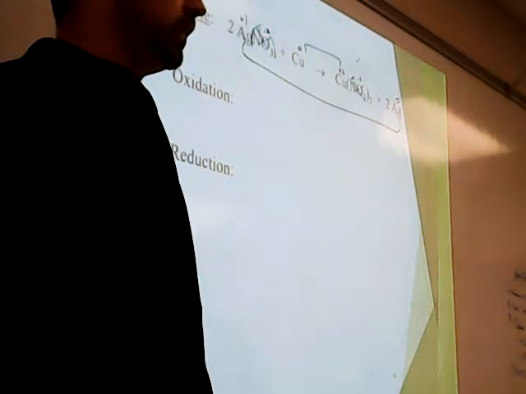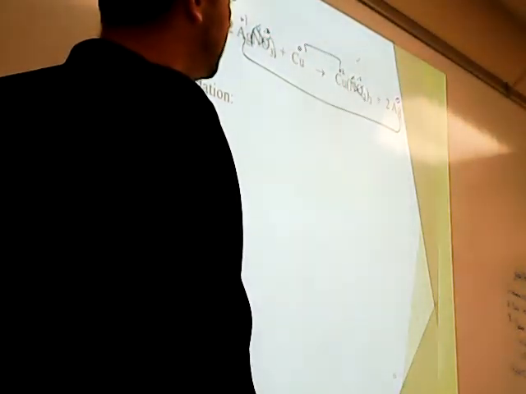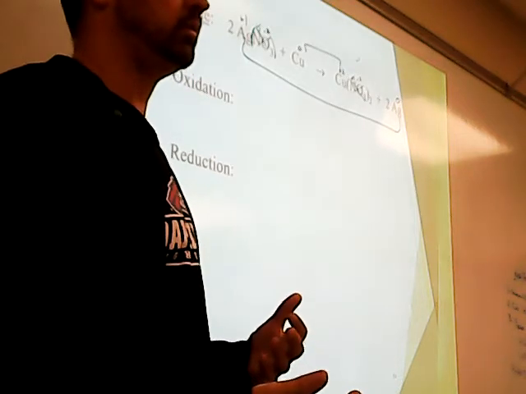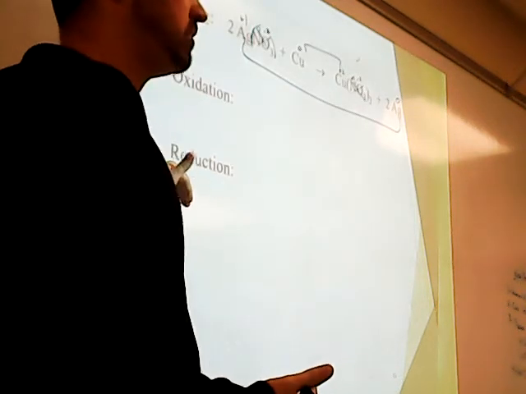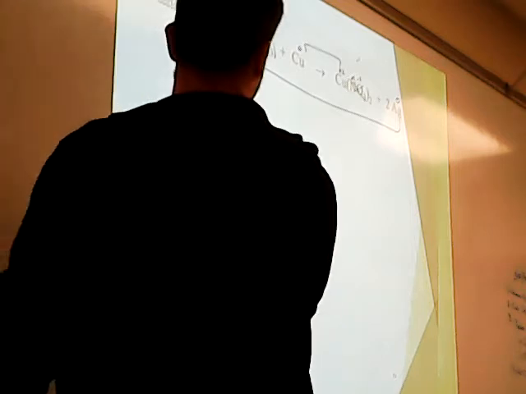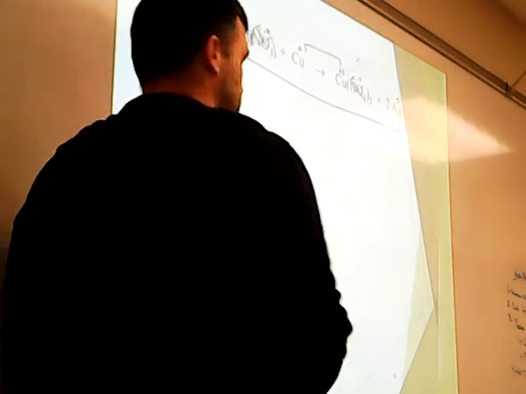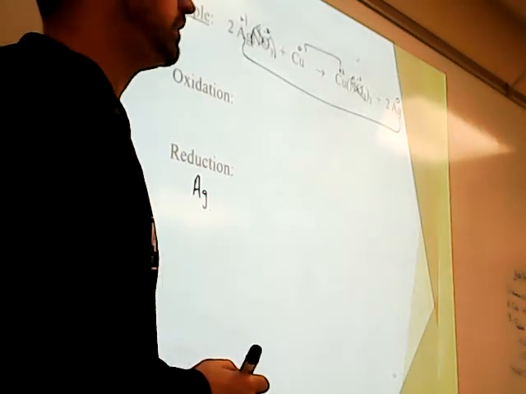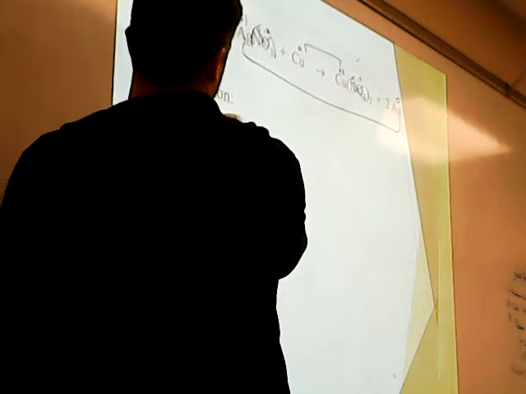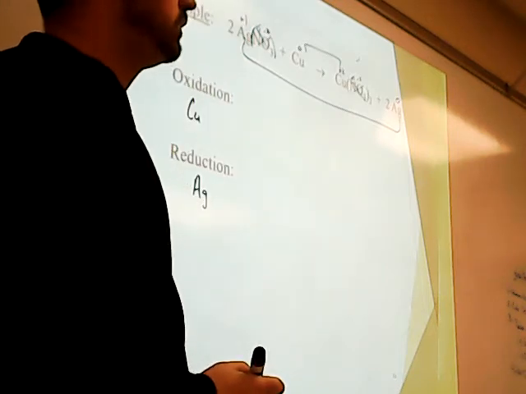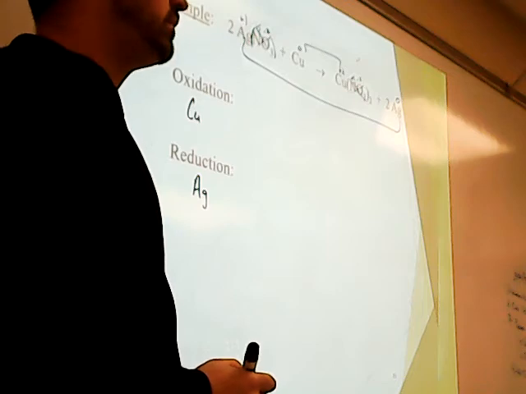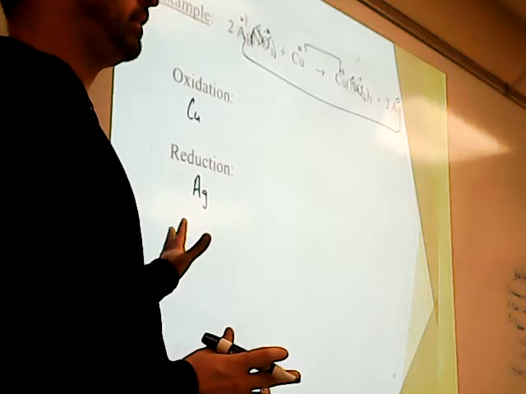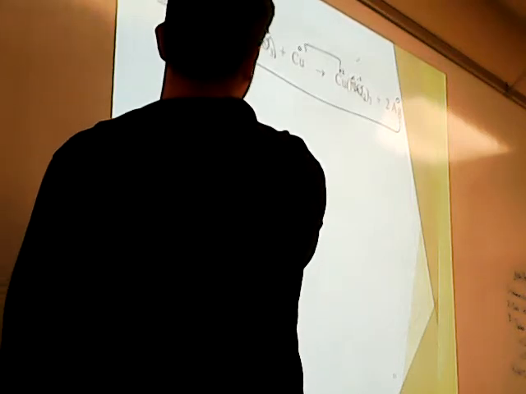Okay, so let's start with silver. +1 to 0. Is that becoming more positive or more negative? More negative, which is what? Oxidation and reduction. Reduction. So what's being reduced? Silver. Which means what's being oxidized? Copper. And actually, what type of copper? Copper 2. But copper's okay right now. If you want to be super technical, you can put copper 2.